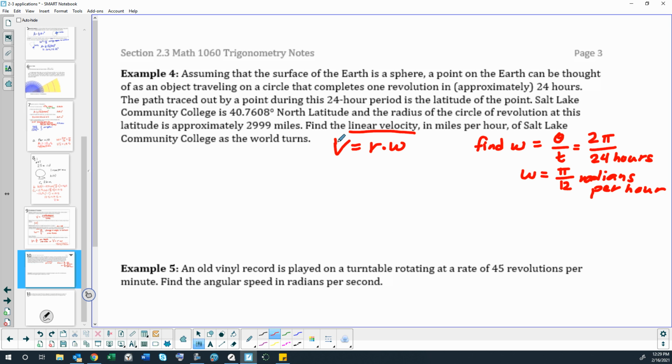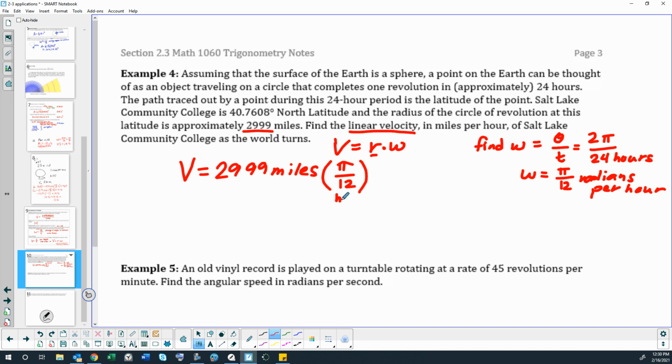Okay, so now we're going to take our linear velocity related to angular velocity formula, and we're going to take the radius of the Earth. So if you go around the Earth where Salt Lake Community College is, the radius from the middle, where the poles line up, to where Salt Lake Community College is. So that's the radius we're going to use. So 2,999 for our radius, and that's in miles. And now we multiply that times our omega, our angular velocity, pi twelfths radians per hour.